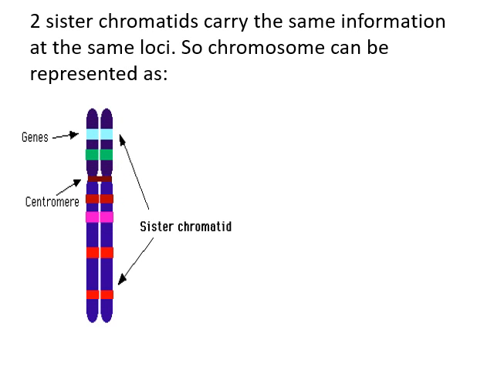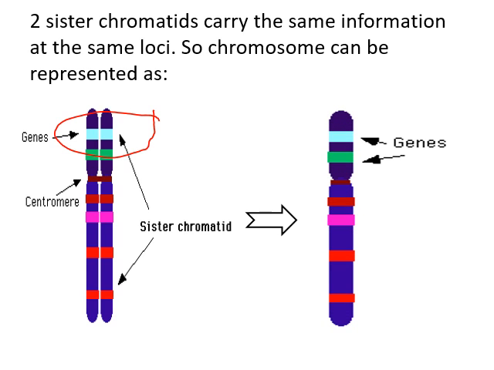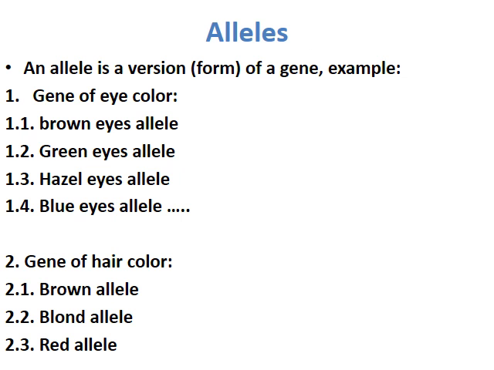This is the chromosome. Two sister chromatids, they carry the same genes. If you see here, they carry the same genes and the same loci. So the chromosome can be represented by only one. These are the genes that are present on this chromosome.